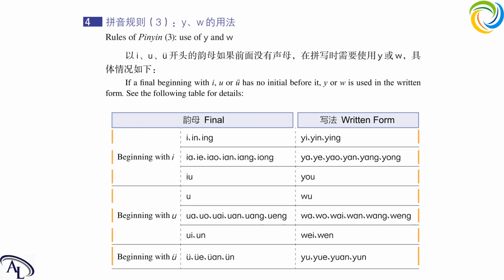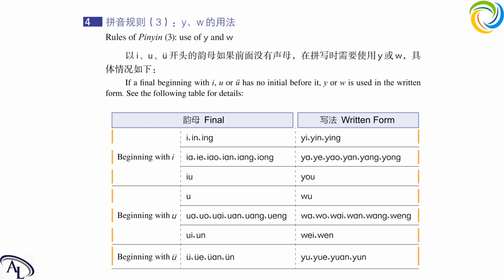For example, for this character, 一, it means 1, right? Actually, the pronunciation of 一 is only made by the final i. We don't need any initial. We can just pronounce it without any initial, right? We just use the final i, then we can pronounce it. But when we're writing, we need to write an initial for it. Okay, so this is the first situation.